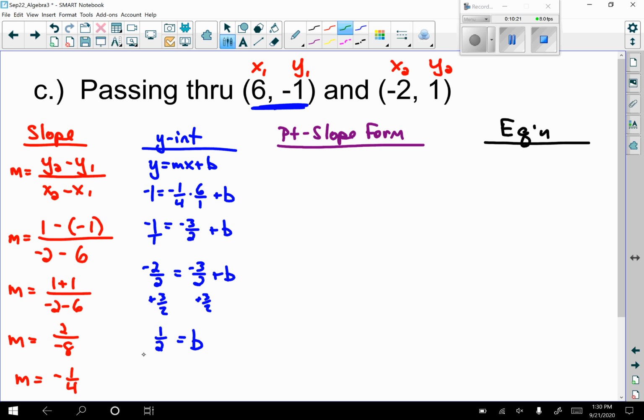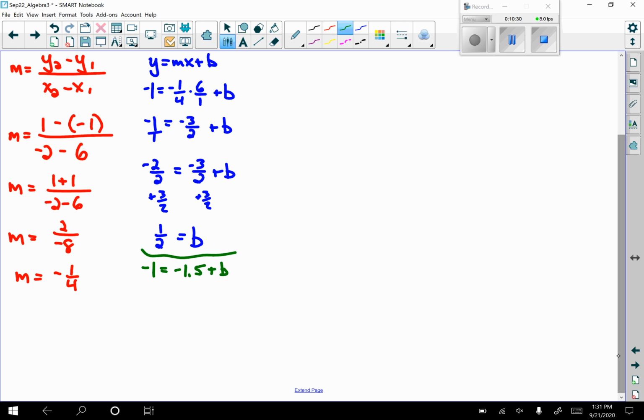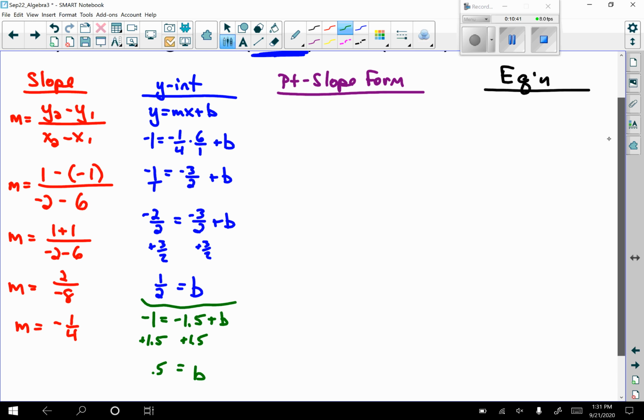Or I could have gone back to negative 1 equals negative 3 halves, which is a negative 1.5, plus b. So sometimes it helps to do whatever's easier for you. Turn it into a decimal, and now when I add 1.5, 1.5 minus 1 is 0.5, or 1 half. So now my equation is y equals negative 1/4 x plus 0.5, or plus 1 half.